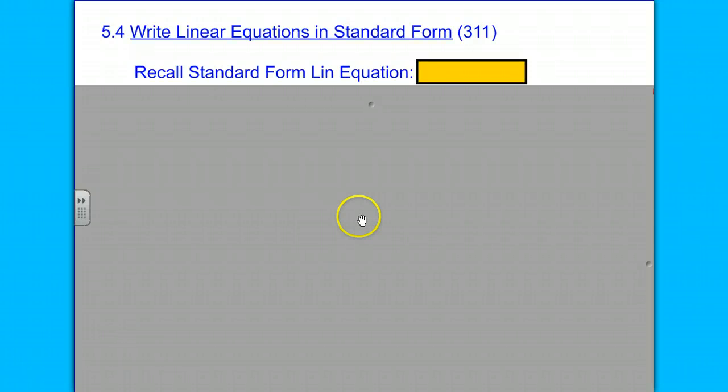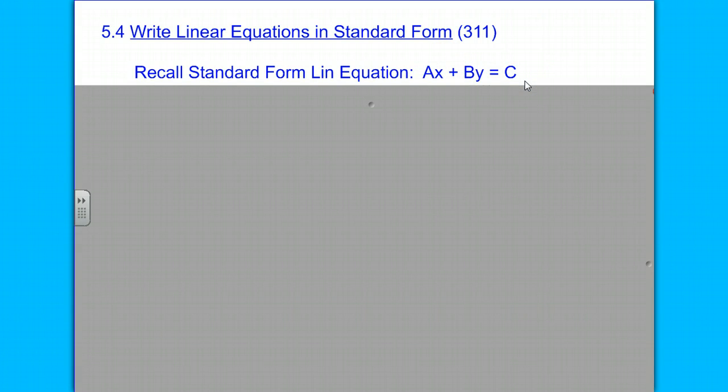Ax plus by equals c. We've got to find a, b, and c. And when we do, there is another little note that usually comes up with standard form equations. A and b are paired with variables, right? They're little products, right? A times x, plus b times y. So we call those numbers that come before a variable what? Coefficients. Okay, the coefficients in a standard form linear equation should be integers.